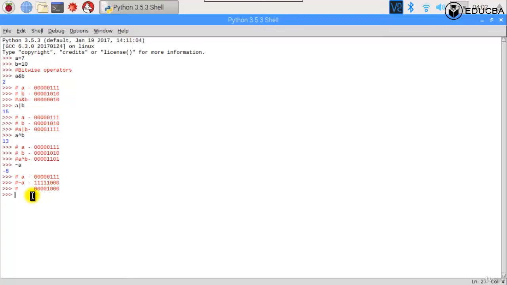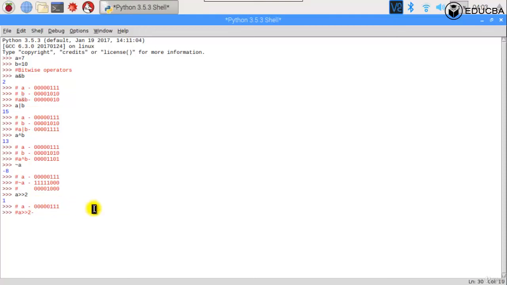Alright. Now, we go on to the next one. We saw the bitwise operators AND, OR, XOR, negation, and then we have complement, and then we have the right shift and the left shift. Okay, A right shift by 2, enter. I'll write A once again, and then let's see what is A right shift by 2.